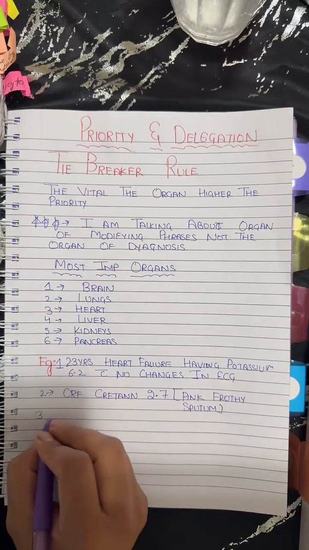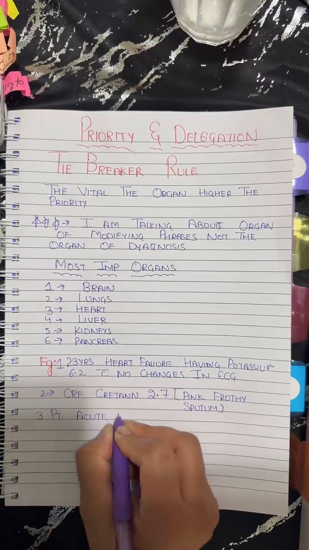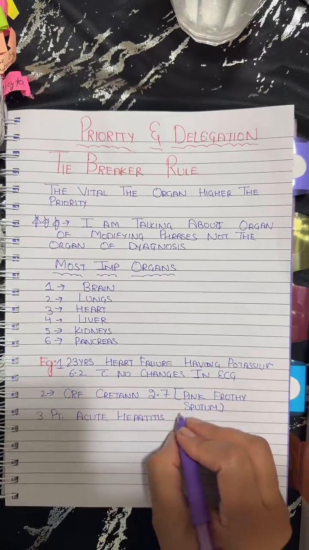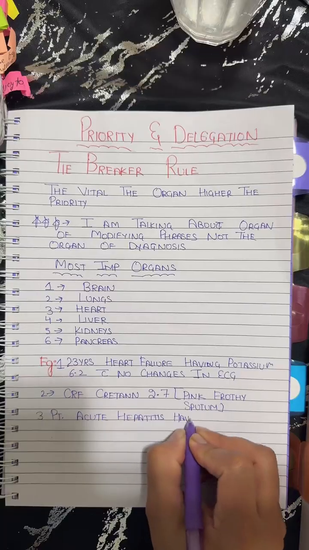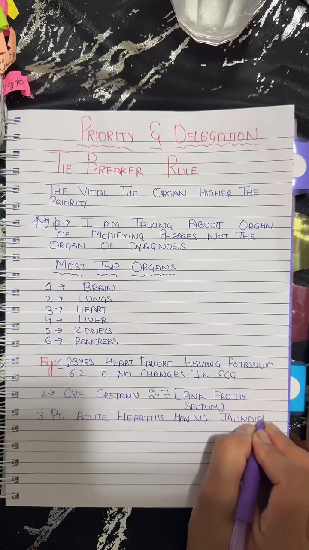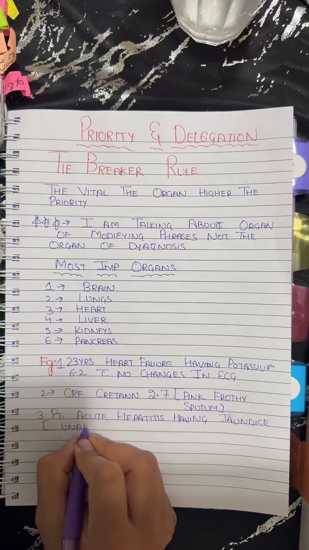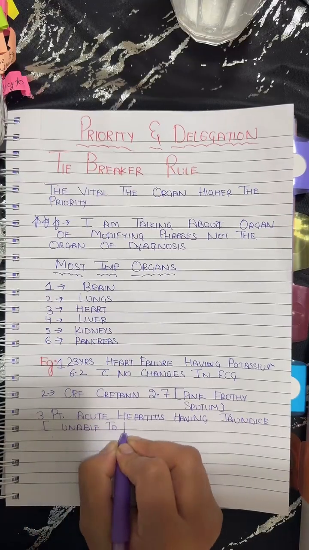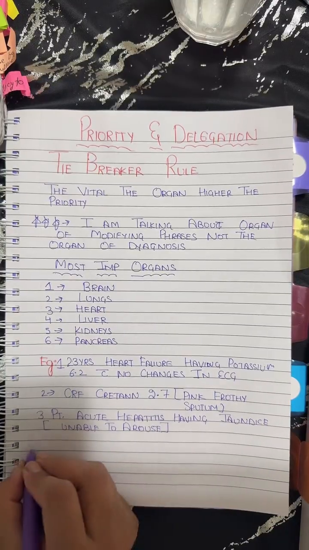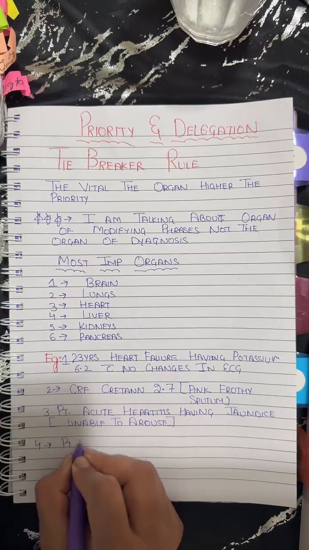And option number 3, patient with acute hepatitis, having jaundice, unable to arouse. Number 4, patient having brain surgery 8 hours ago, dissatisfied with staff service. After this, we are done. We will continue this from tomorrow.